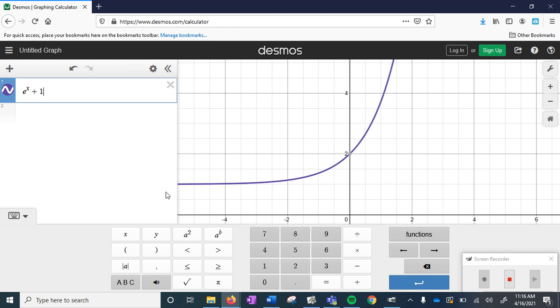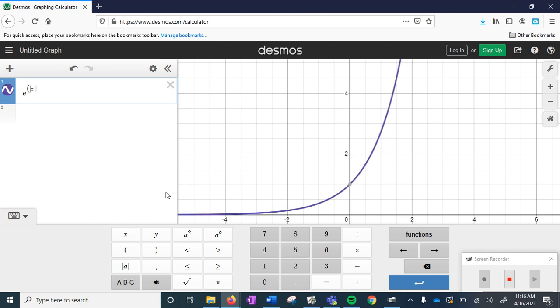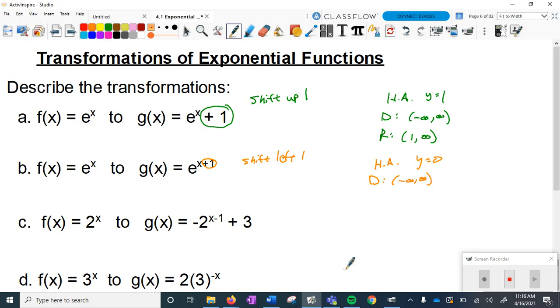I want it there. Let's do a parentheses here, exponent, and do +1 that way. Notice it shifted it left, and it's not going to affect the domain. Range, again, still the same thing. Shifting to the left didn't make it move up or down, so the range is still from 0 to infinity. All right, let's do the next one.